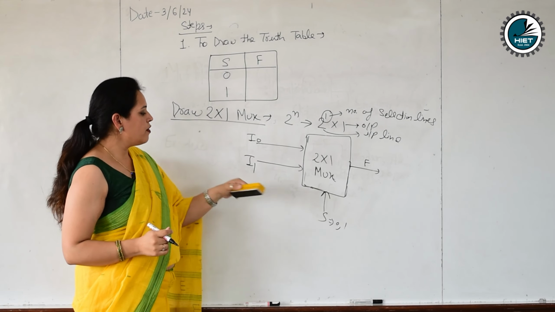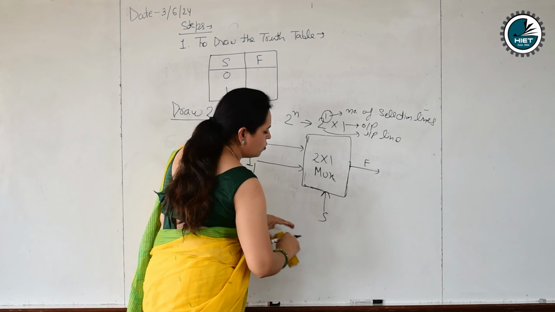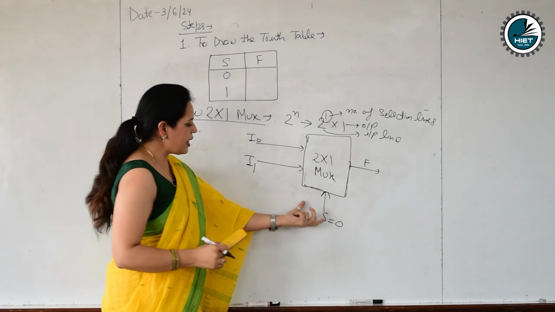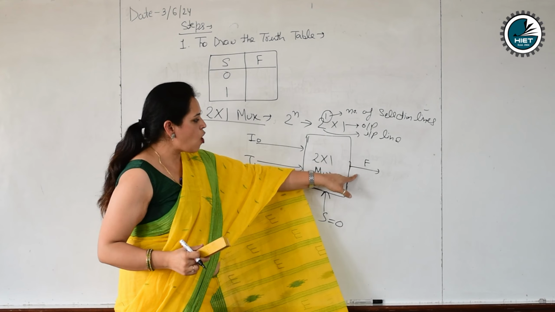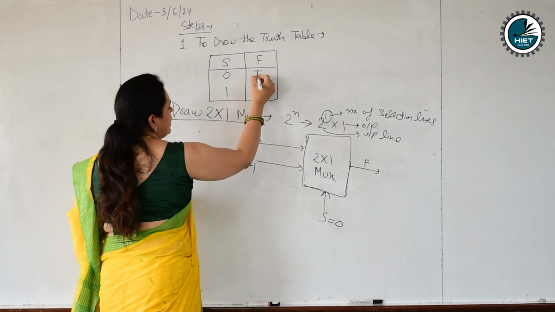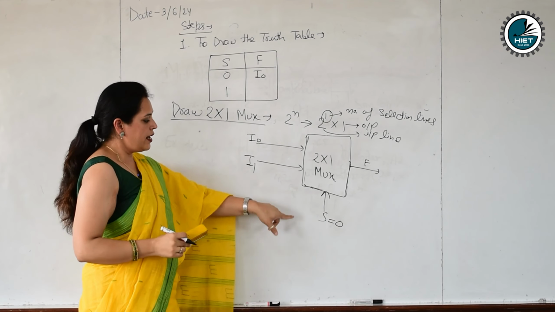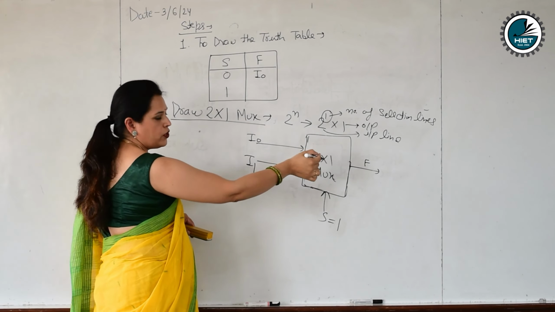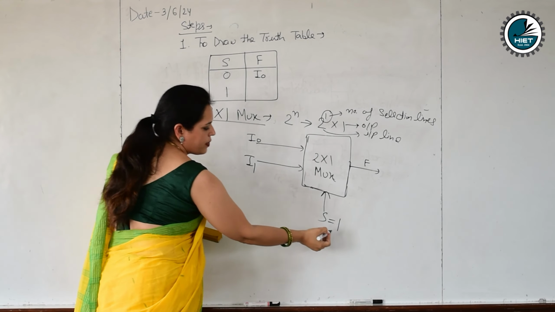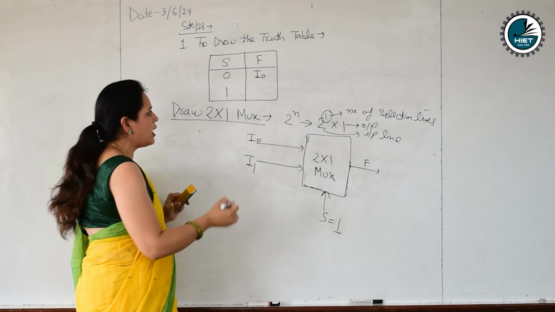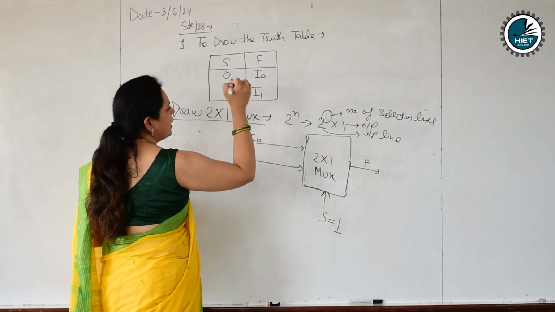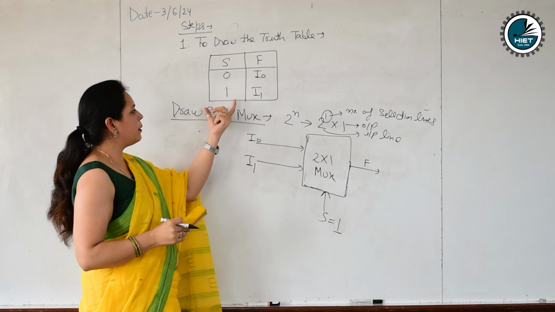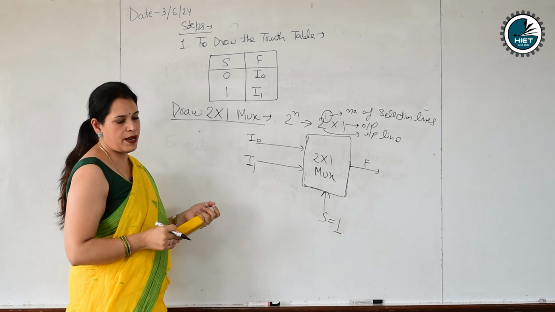So what happens when we select S equals 0? When we select S equals 0, then the output according to this is I0. Clear? Now when we select S equals 1, then the output according to this present input depends upon the selection line. So this will be I1. So this is the truth table of the 2 cross 1 multiplexer.